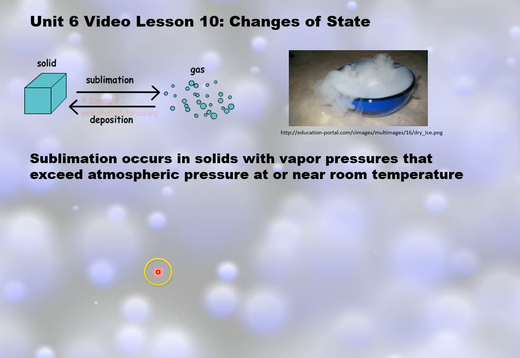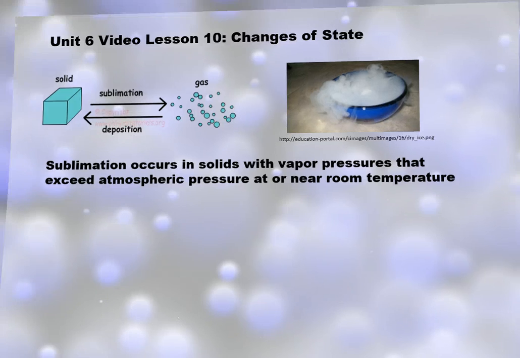Now, we've already talked about freezing and melting, evaporation and condensation, so this time we're going to focus on sublimation. Sublimation occurs in solids with vapor pressures that exceed atmospheric pressure at or near room pressure. What happens in sublimation, and the opposite of sublimation is deposition, is that you have a solid that goes directly into the gaseous phase and the gas goes directly into the solid phase, missing that liquid phase altogether.